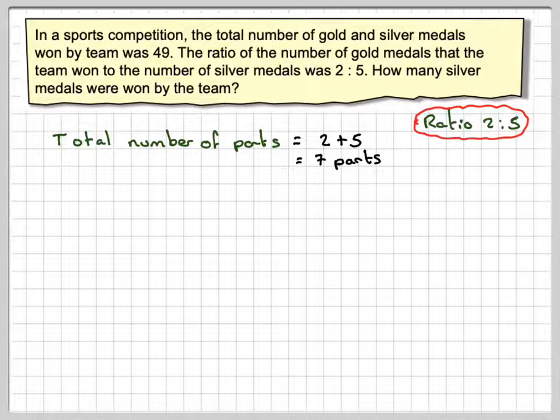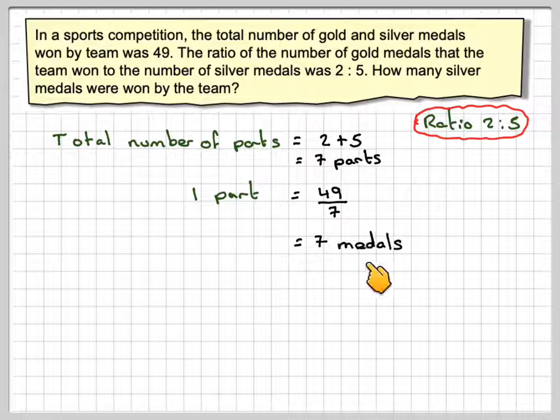Now we've got to find out what one part is worth. How many medals is one part worth? If there were 49 medals, then one part will be 49 divided by 7. So one part represents 7 medals.